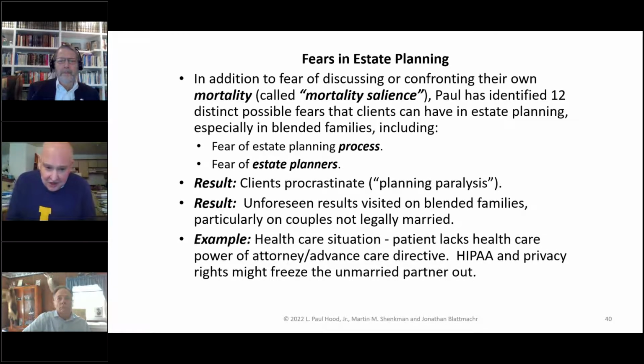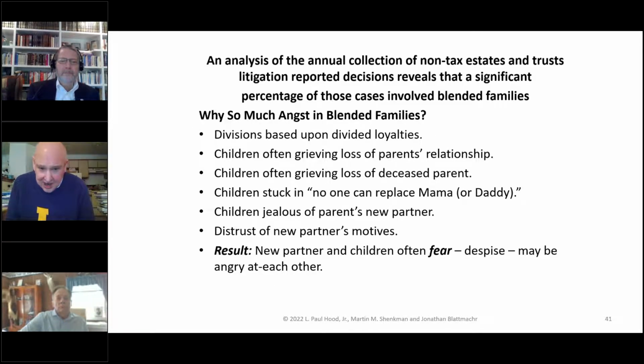This is just talking about the fears of estate planning. In my book about yours, mine, and ours, estate planning for couples in blended or step families, I identified 12 distinct fears that clients have in estate planning. Estate planners usually think there's only one fear: the client's worried about their own mortality. But there's actually 12. We don't think about that, but there actually are. The result of fear is often procrastination, and people think they just don't want to deal with their own demise. But it's much deeper than that. It's much psychologically deeper than that. It's not just mortality salience.